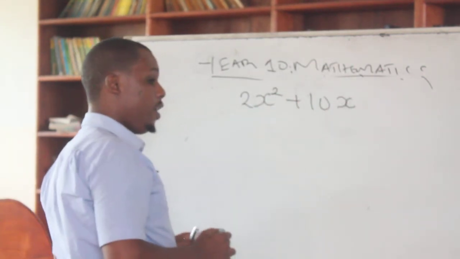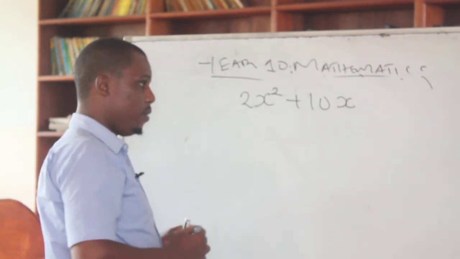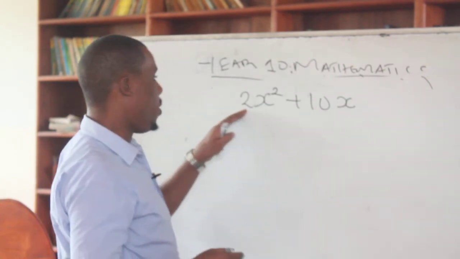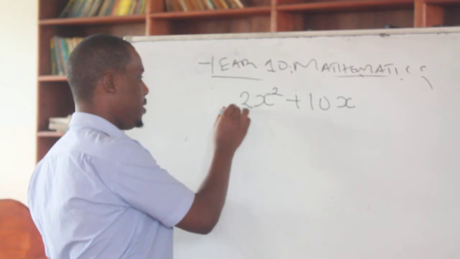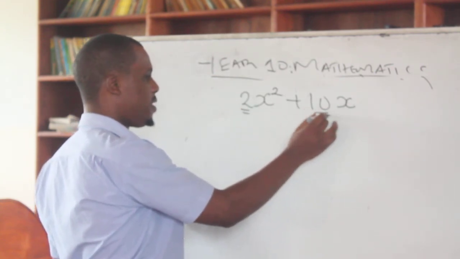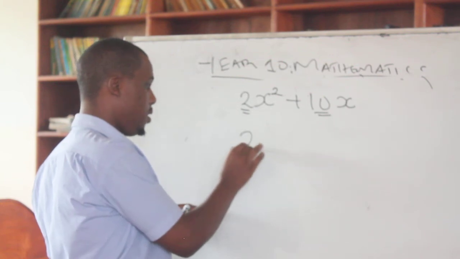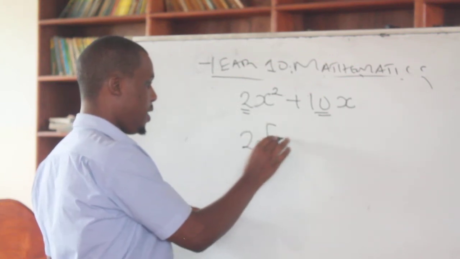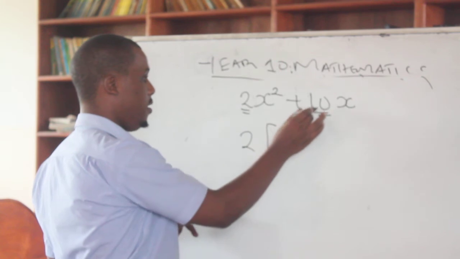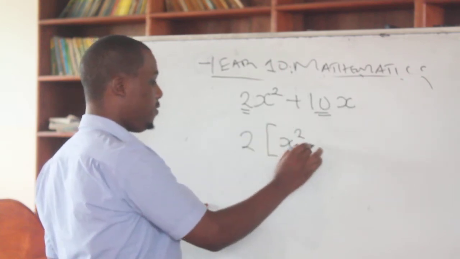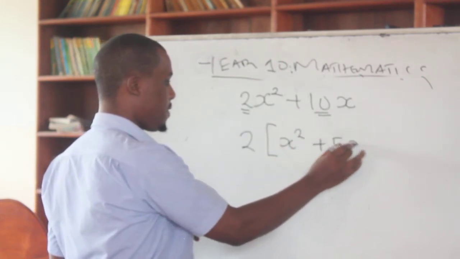So you need to be very keen when they say factorize fully, because in this case, when you look at the figures here, you can see they have a common factor. That common factor is 2. So if we remove 2 outside, you're going to be left with x squared. Then 10 divided by 2, we're going to have 5. Going to be left with 5x.